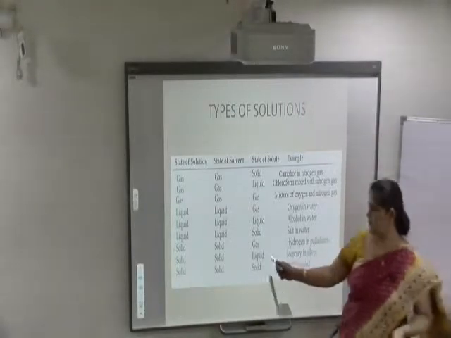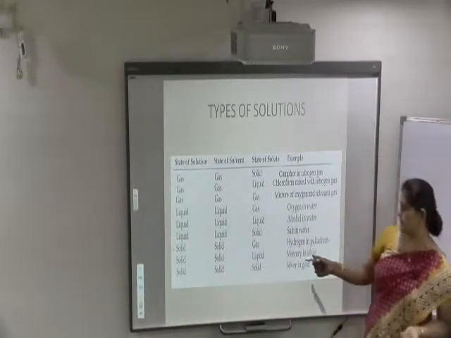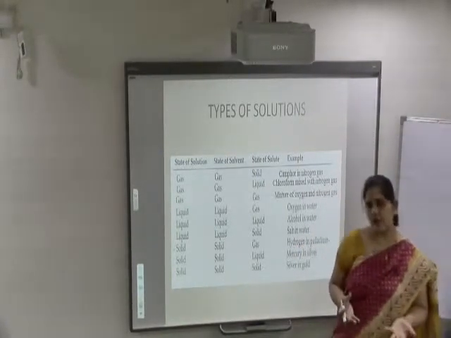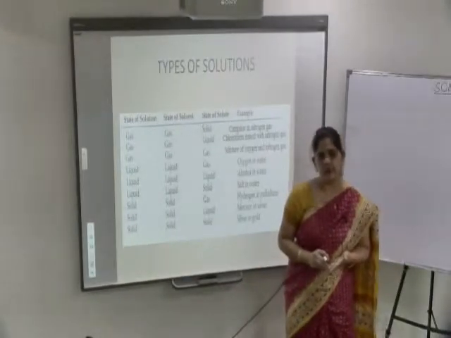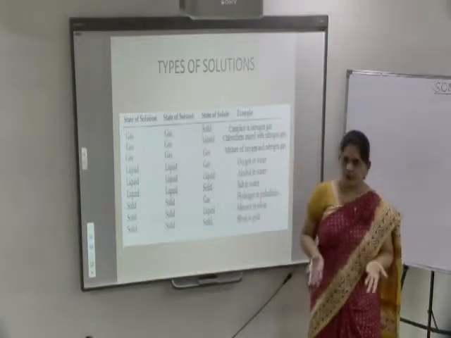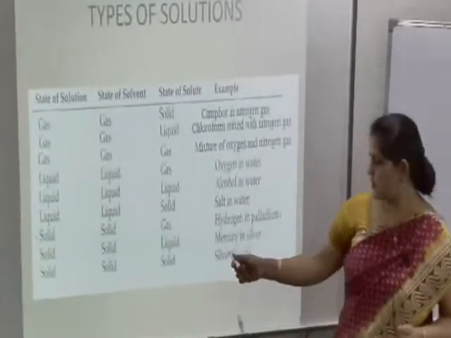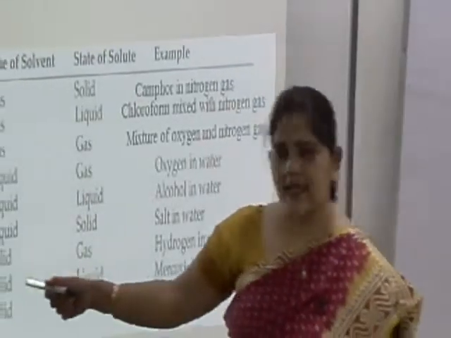The second is liquid in solid. Liquid in solid, the example we know, if you see the alloy, mercury is the only metal whose physical state is liquid. So an amalgam, sodium and mercury, or mercury and silver, the two when mixed together comes under this category.